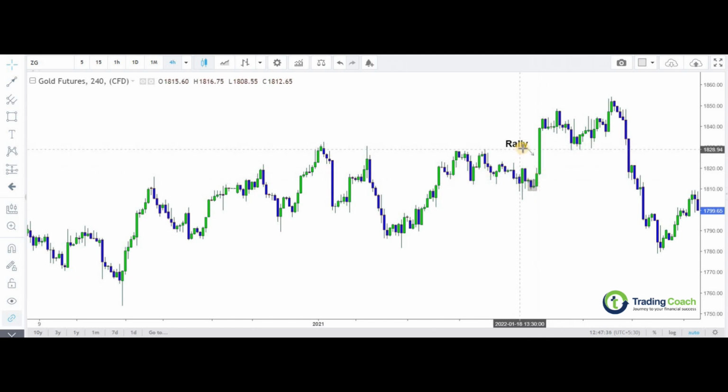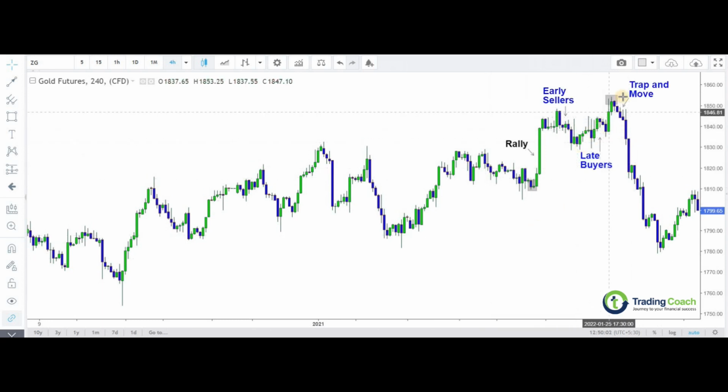Right after this rally, quickly we had a series of bearish candles. All these bearish candles are an indication of early sellers, the sellers who have taken positions pretty early in the trade. They have taken their positions in this particular zone. And right after these early sellers, we also had a series of late buyers. We can see a set of late buyers over here.